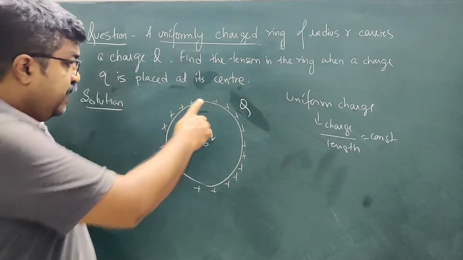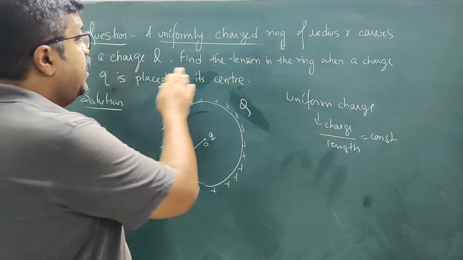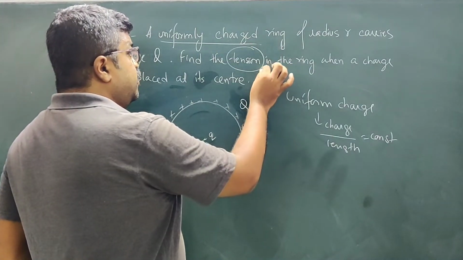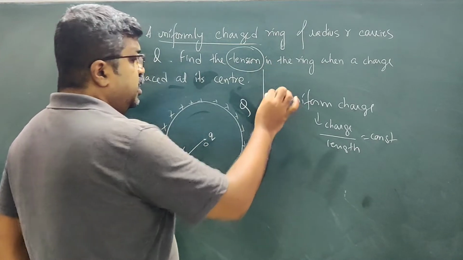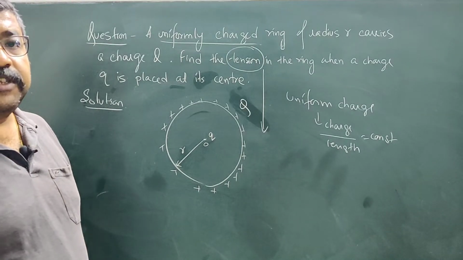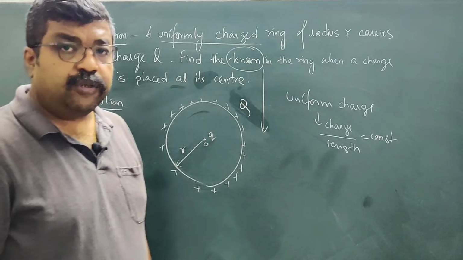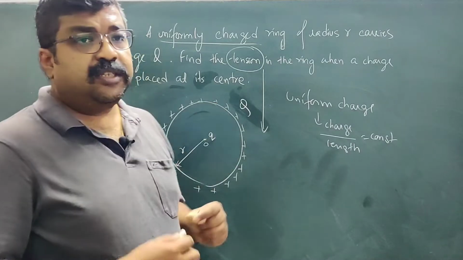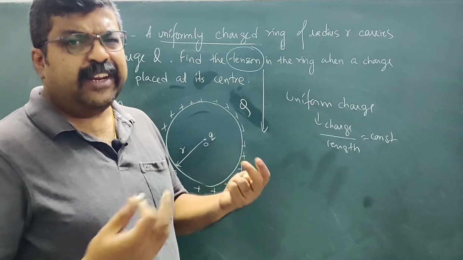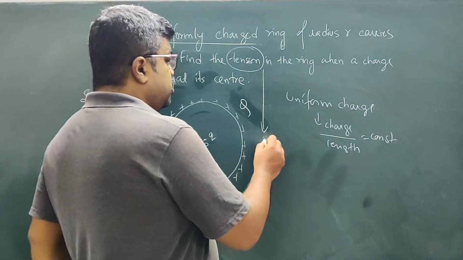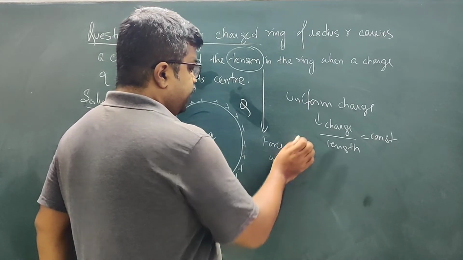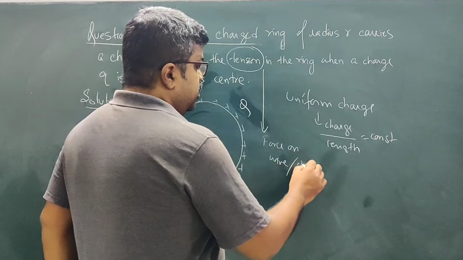Now we have two charges and we have to find tension. What is this tension? If you remember, in class 11 we studied the concept of tension in the chapter laws of motion. Tension is the force experienced by a string or wire, in that matter. So, force on wire or string.